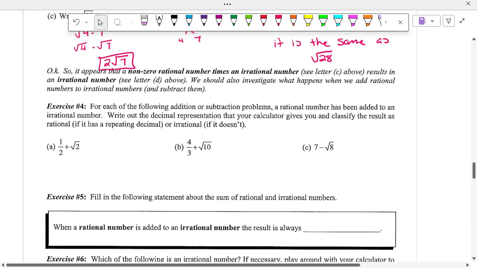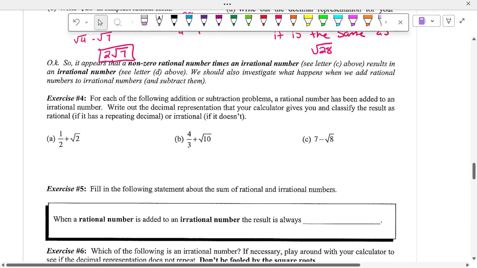Now, last little thing and then we're done. So I know today's lesson is pretty dry, but it's pretty straightforward, don't you think? So sometimes adding rational and irrational numbers can give you either a rational number or an irrational number. So for these, we're just going to do a quick calculation on our calculator, and we're going to take a guess of whether it's going to be irrational or rational.